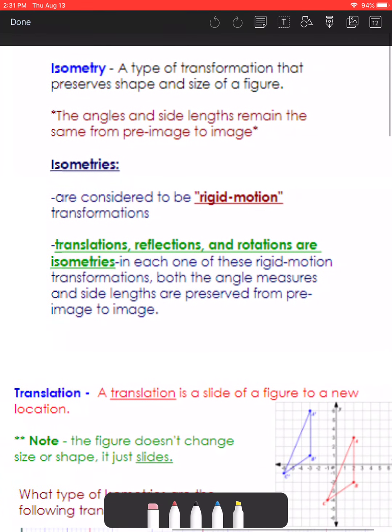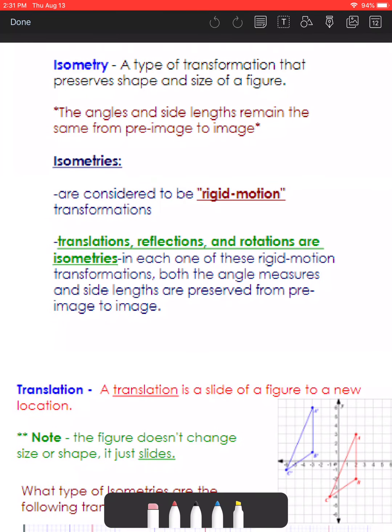Well, within those, we have things called isometries. So what is an isometry? An isometry is a type of transformation that preserves the shape and the size of a figure. So an isometry is a transformation that occurs and the size and the shape of the figure doesn't change, right? So that remains the same. Really, the location is what changes.